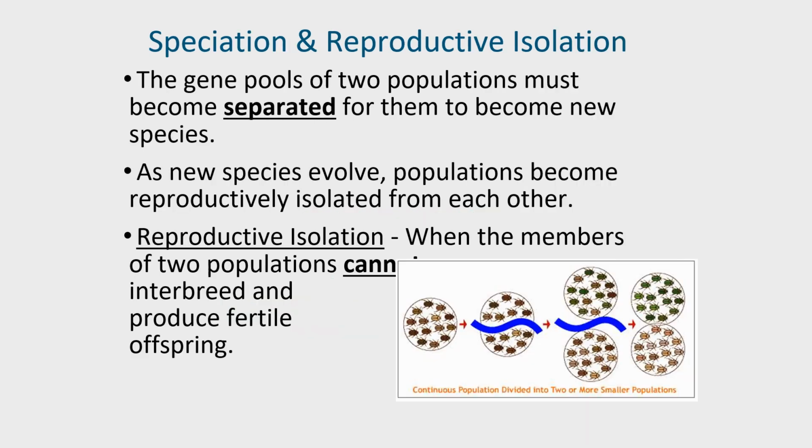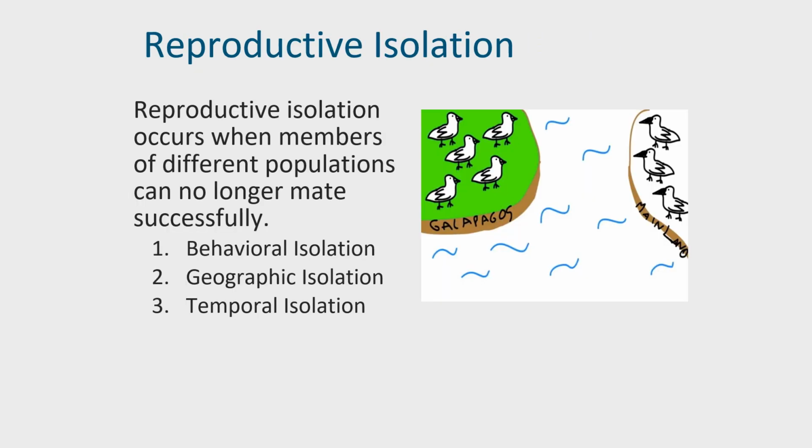So how does this occur? Well, it starts with the gene pools of two populations that have become separated, and so they are now new species. As new species evolve, populations become reproductively isolated. What does this mean? This means that members of two populations cannot interbreed and produce fertile offspring. So again, they are now considered two different species. Reproductive isolation occurs when members of different populations can no longer mate successfully.